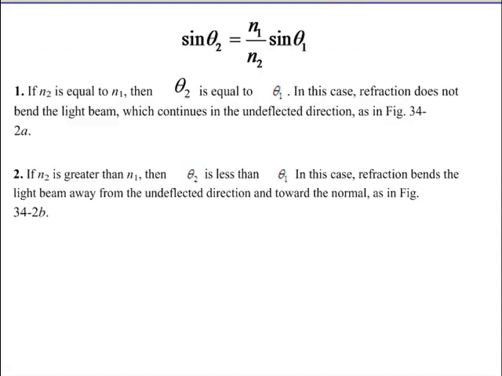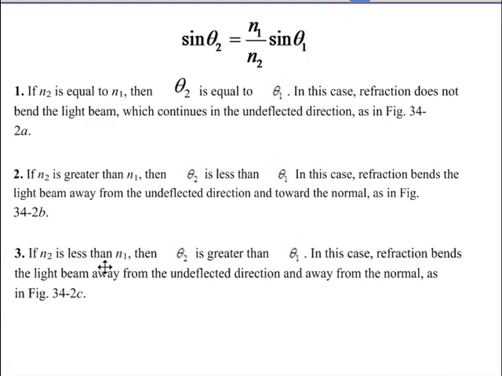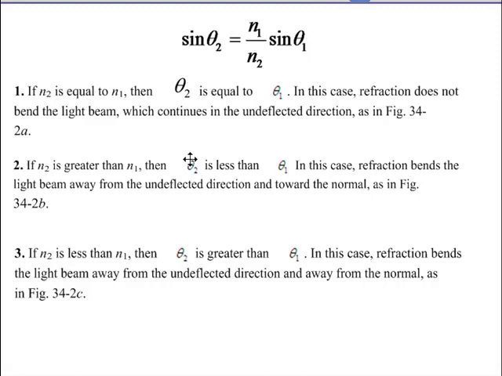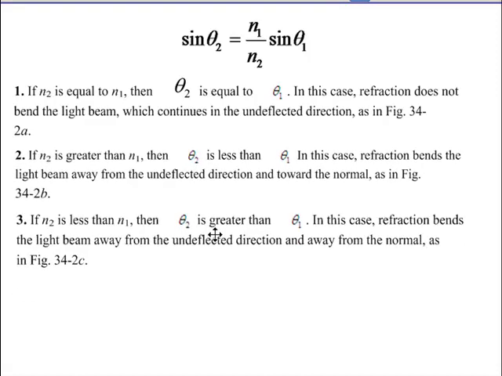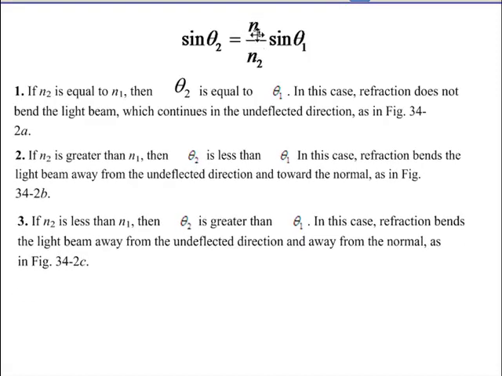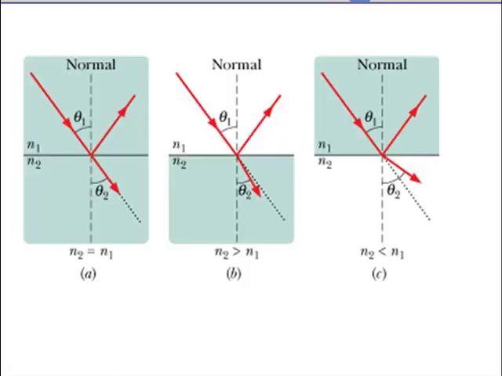Well, then the third possibility is that n2 is less than n1. In that situation, this fraction is bigger than 1, sine theta 2 is bigger than sine theta 1, and theta 2 will be bigger than theta 1. In other words, the light will bend away from the normal, and we get a larger theta 2 than theta 1.